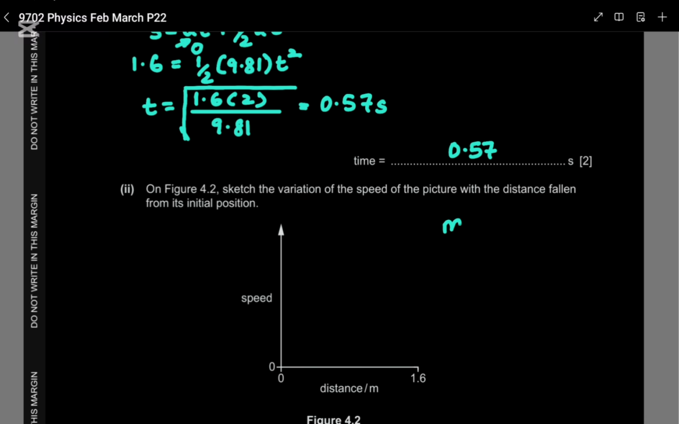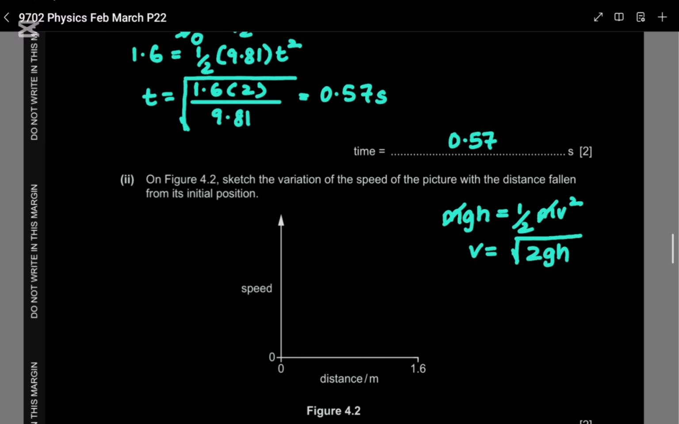Now mgh is equal to half mv squared. m and m cancel out. Now let's find v. v is equal to the square root of 2gh. Now why did I find v? Why not any other variable? It's because v is on the y-axis. It's as if you're forming an equation.